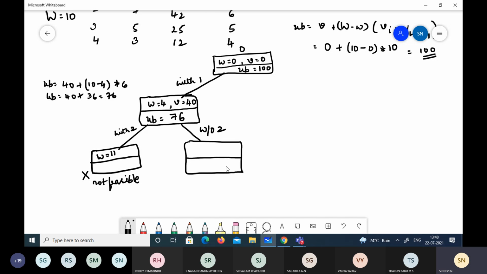Without 2, let me check. So without 2 means only 1 I will have to consider, isn't it? So the weight is still 4, the value is 40. Now I have to calculate the upper bound for this node, without 2. So how do I calculate? I should not include 2 here, but I can include 3. So the upper bound is, what is the value here? 40 plus, what is the weight? 4. So 10 minus 4 into, which one should I select now?